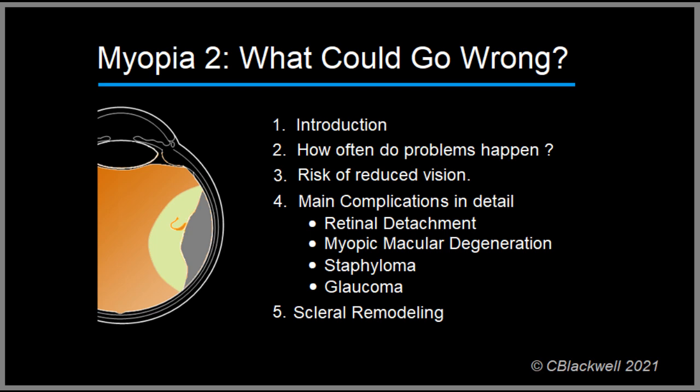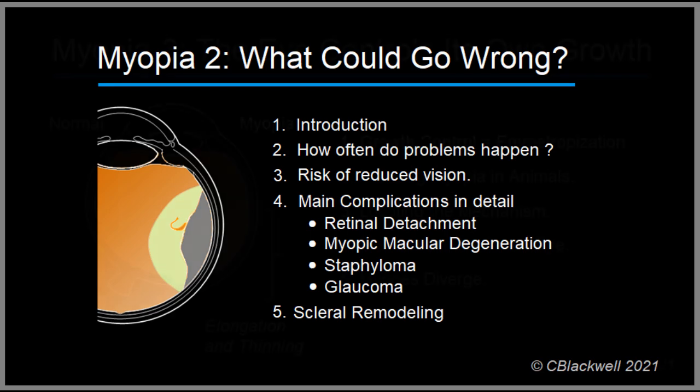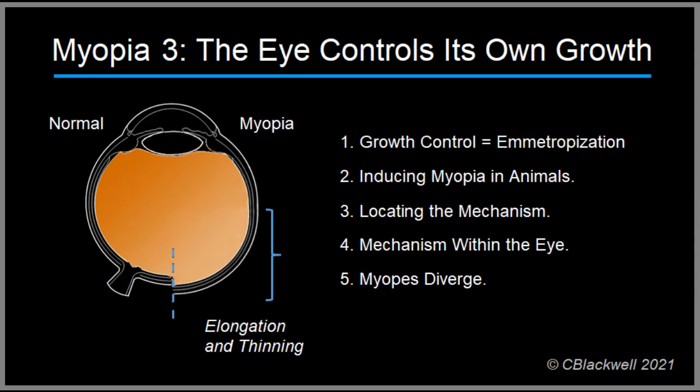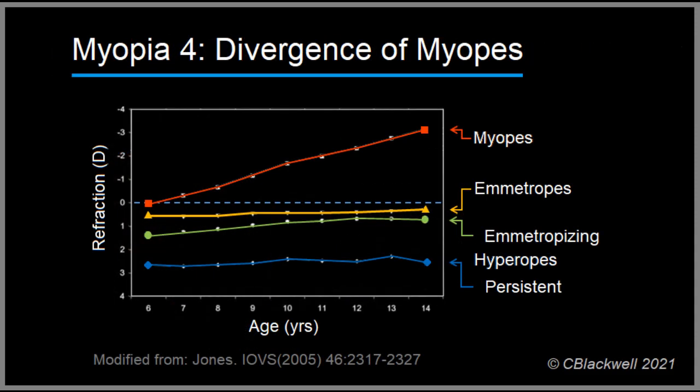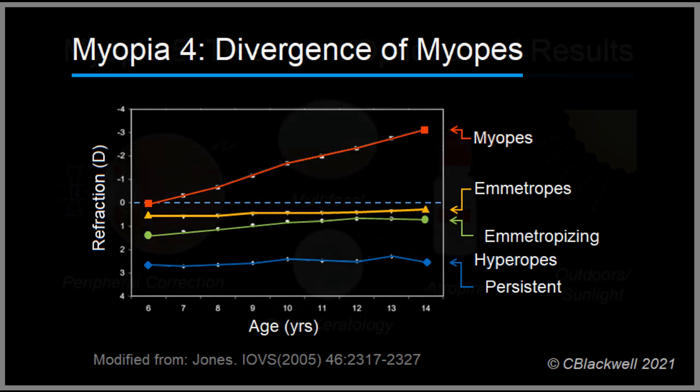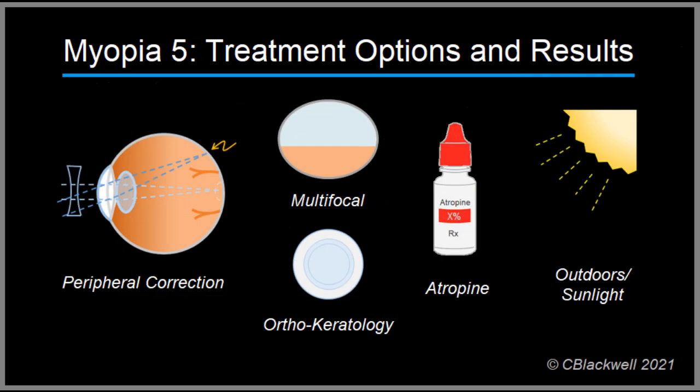Number 2, what risks myopia poses to eye health and vision. Number 3, research showing how the eye controls its own growth. Number 4, why do some eyes diverge from stability and grow into myopia? And 5, and last, development of treatment methods and their effectiveness.